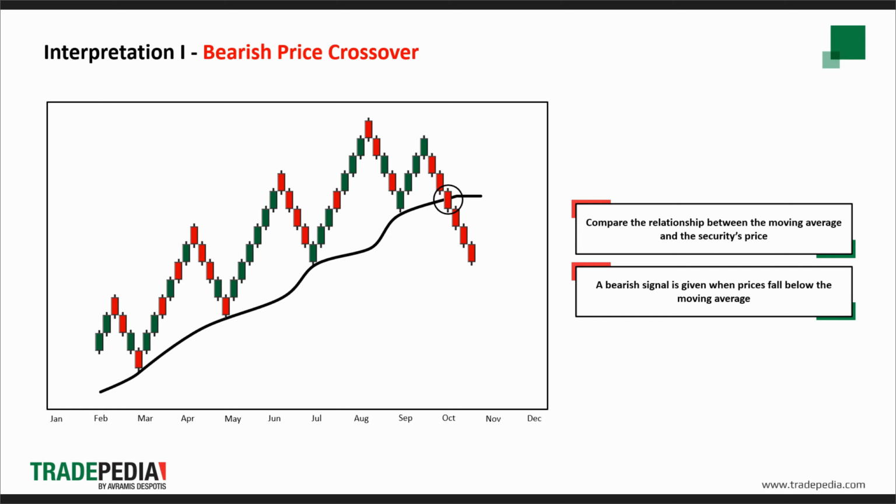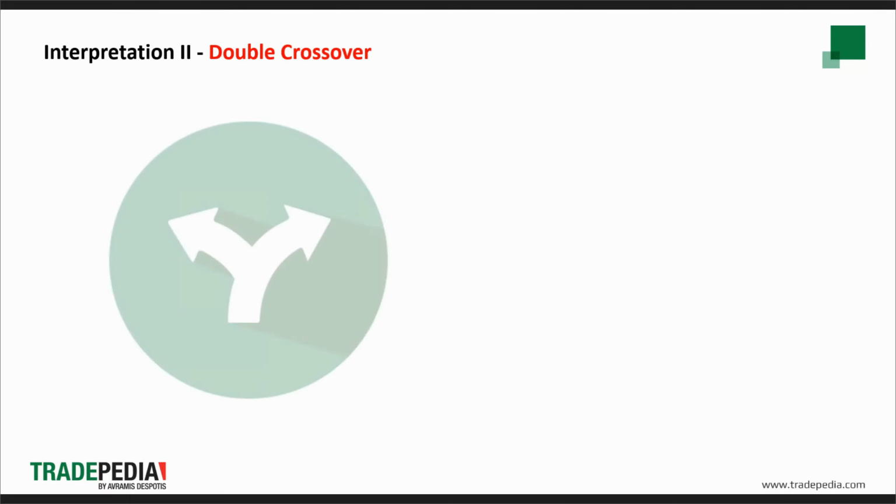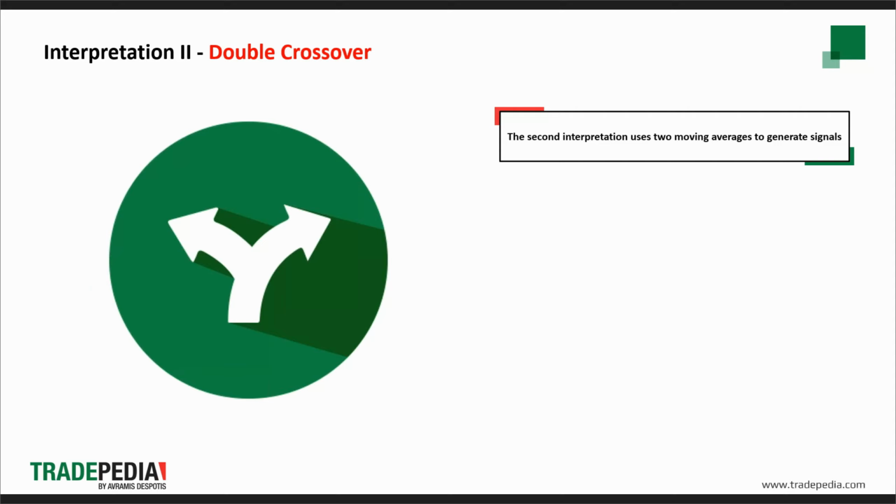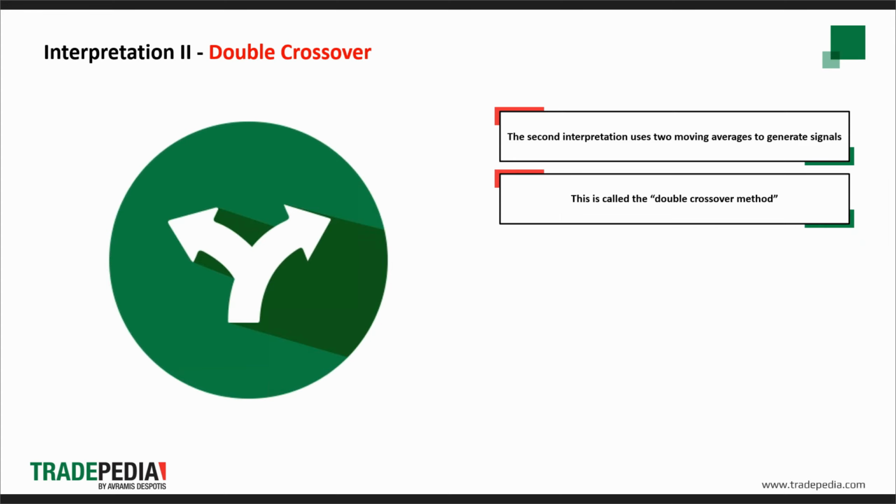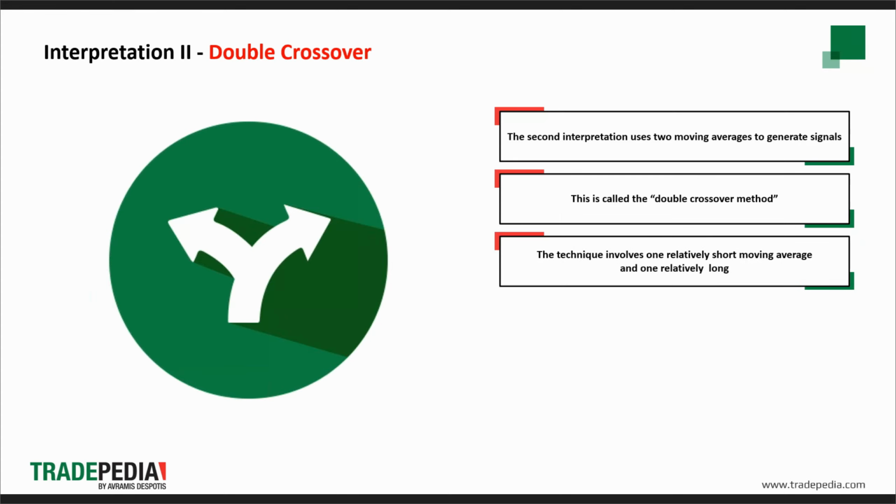So that's the first way of interpreting moving averages and how you can use them to get bearish or bullish signals. There are of course other ways. The second interpretation is the double crossover method. What is that? Basically we are using two moving averages to generate signals. This technique uses one relatively shorter moving average and one relatively longer one.